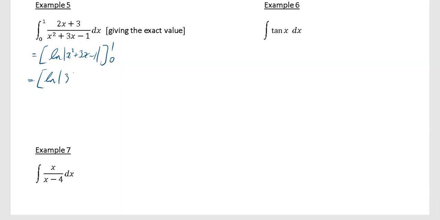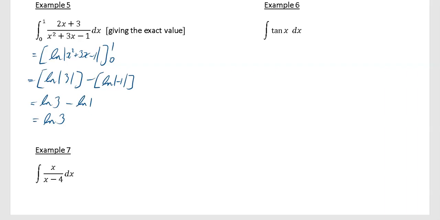And then minus, good example here because it shows you why the modulus is important. It's going to be ln of 0 squared plus 3 times 0, then minus 1. So that's just going to be the modulus of minus 1, which shows you why the modulus is important. So get rid of the modulus, that's just ln of 3 minus ln of 1, and ln of 1, by the way, is just 0, so the exact value is just ln 3, and that's it done.